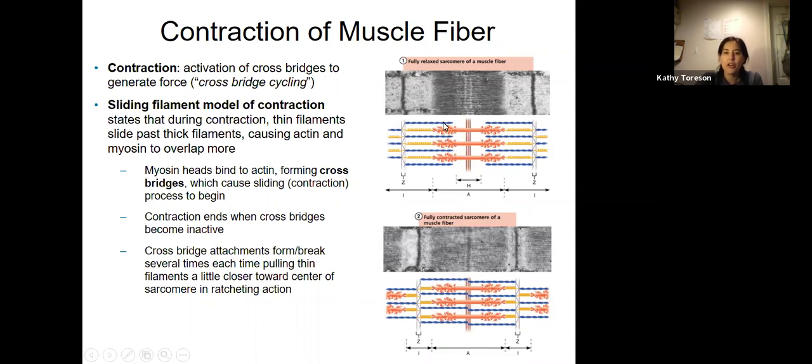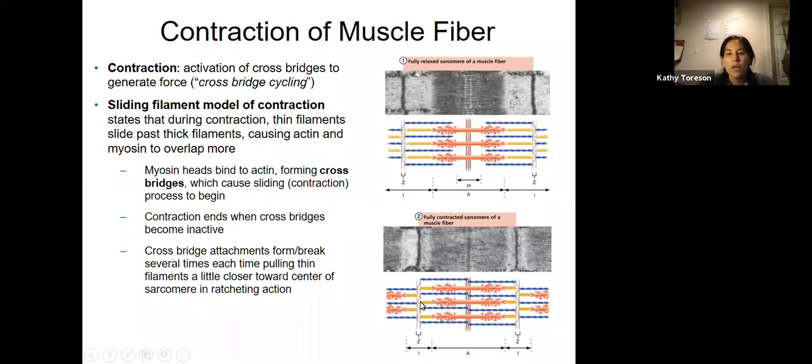And when contraction occurs, the actin on the left-hand side is going to move towards the right, towards the M line, and the actin filaments on the right-hand side are going to move towards the left, again, towards that M line. So this happens simultaneously so that we get that sarcomere shrinking down, getting shorter. And that's because those actin filaments are moving towards the center of the sarcomere in the region called the M line.